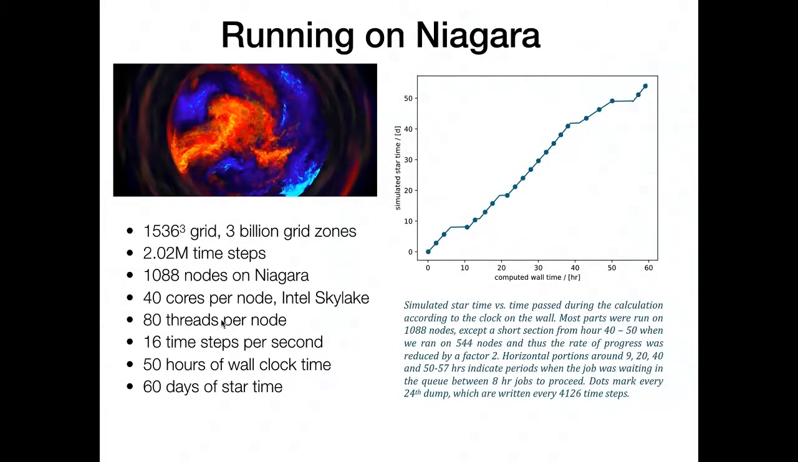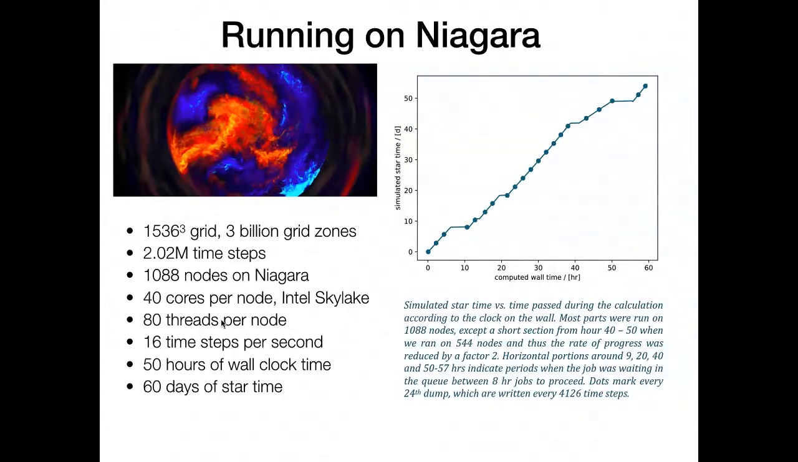I want to talk a little bit about the specs of this particular one. This one was performed on a 1536 cubed grid, which is 3 billion grid zones, and because the flow is a low Mach number flow, we used 2 million time steps. So it was a very large number of time steps.